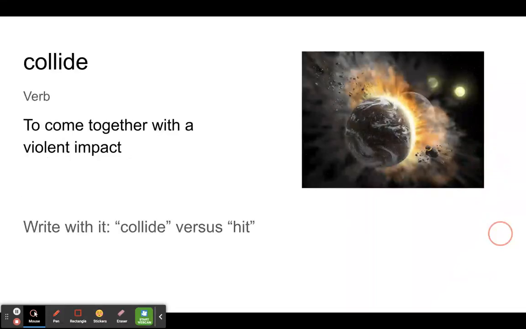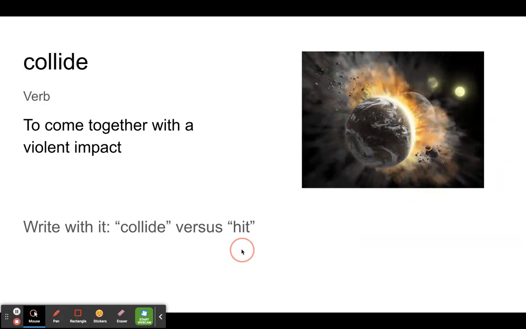So our first word is collide, and it's a verb. It means to come together with a violent impact. So you can see these two planets are colliding in this picture. They're coming together, they're hitting each other, and then the impact is sending all of this energy and rock out into space.